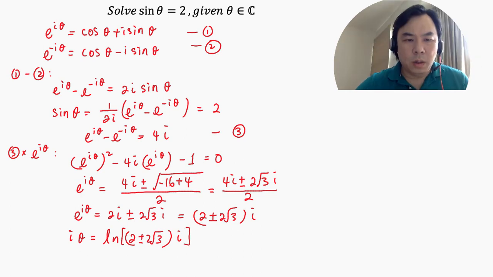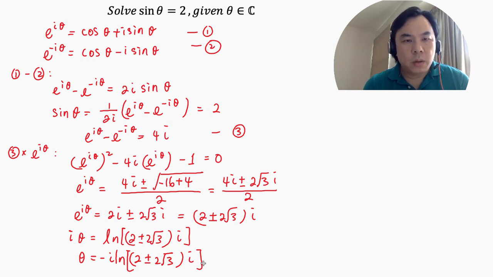Okay, and then at this point you might think that we almost reached the conclusion. Now most of you would actually write this down as negative i ln(2 plus or minus 2 surd 3) i, like this. Just let me check for a while if I got everything correctly. That is equal to a 2.